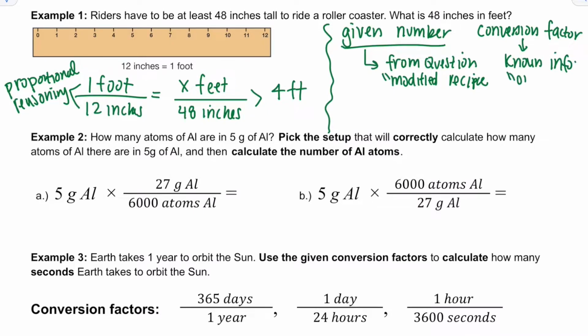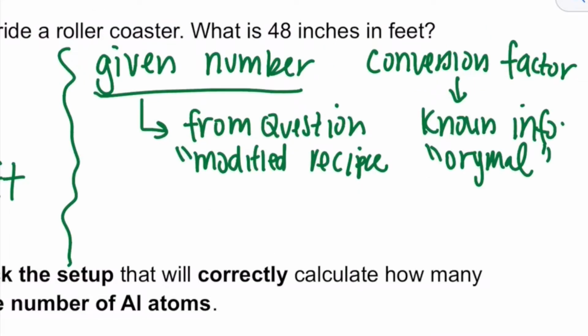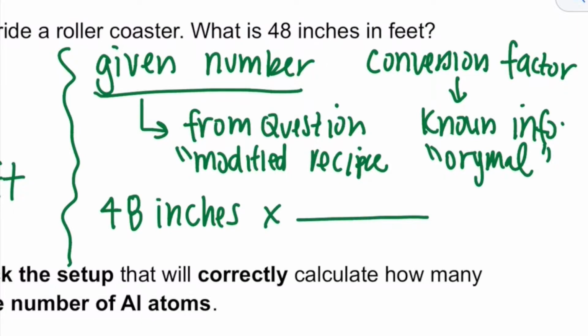The idea behind dimensional analysis is that all units can be converted to other units using conversion factors. So here's how you set it up. Start with the given number and label it with what it is. So my given information is 48 inches. Then I multiply it by the conversion factor to convert from one unit to another. In this case, I'm converting from inches into feet.